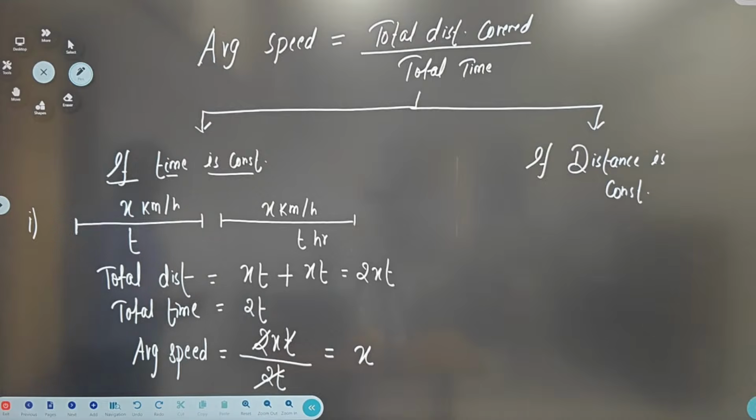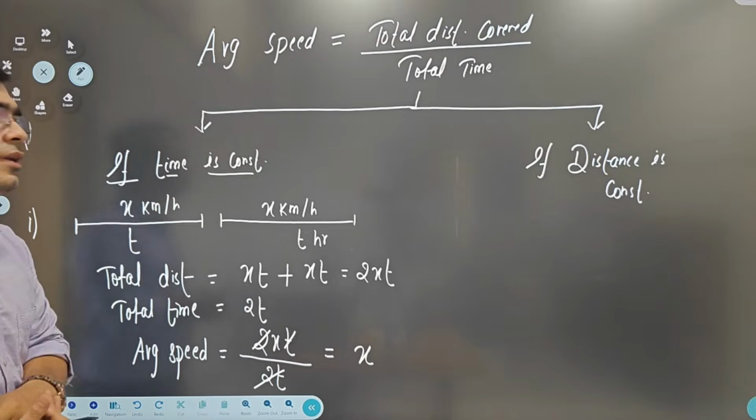wait a minute. In the first case, speed is given X kilometer per hour. Total time is T. Second case, time is again T. So total distance covered is Xt, 2xt, and total time is 2t. So 2xt divided by 2t. What is the average speed here? X.